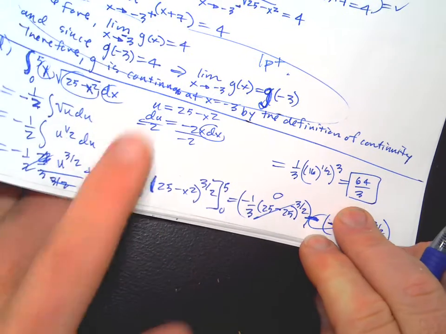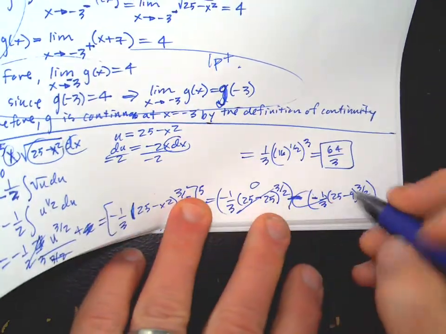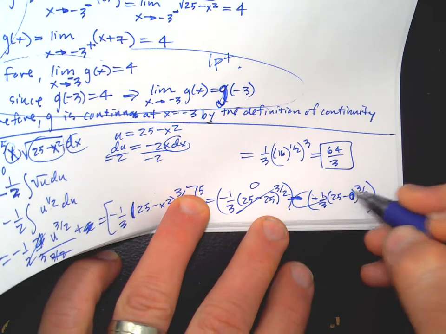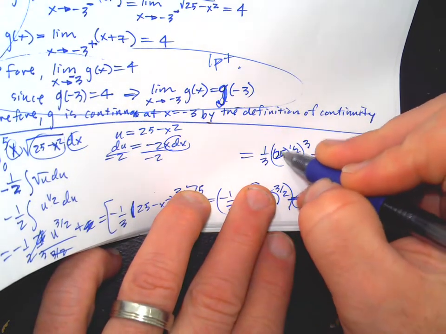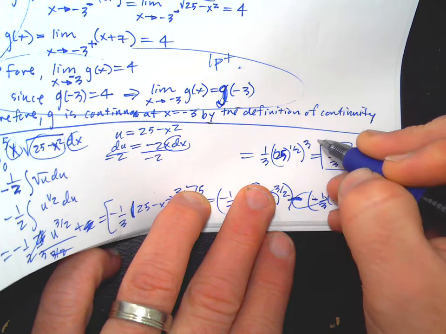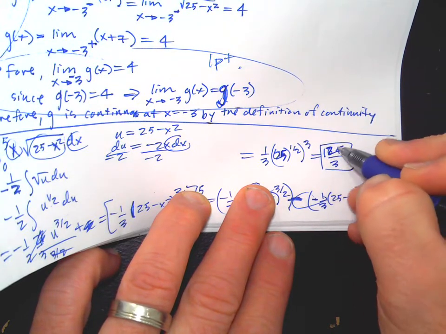Plug 0 in. When you plug 0 in, I put 9 here. That's 0, so this should be 25. So square root of 25 is 5. Cubed is 125.